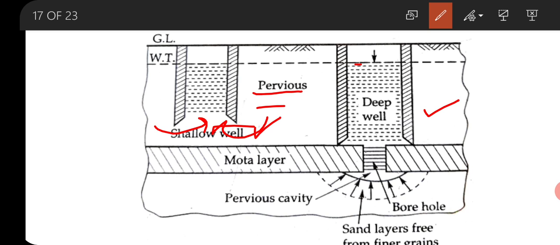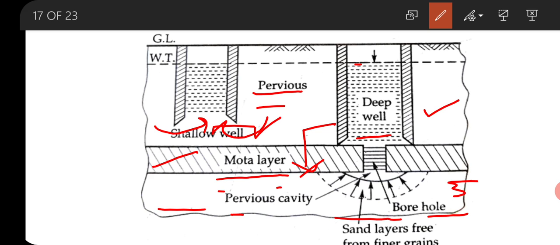Okay. On the other hand, you can see a deep open well is the one which rests on an impervious layer. This one is the impervious layer, which is called mota layer, and this deep open well draws its supply from the pervious formation laying below the mota layer. So, below the mota layer there is also a pervious layer.